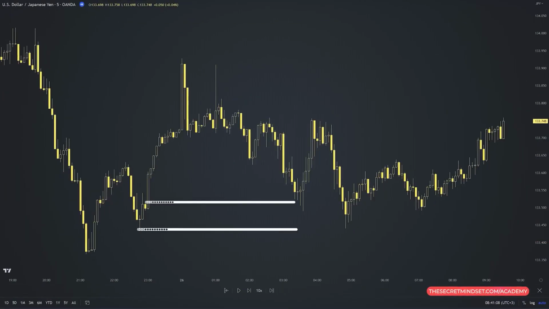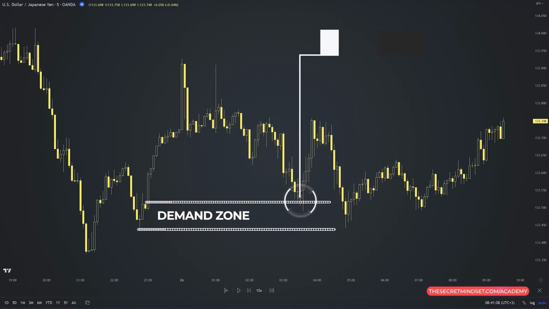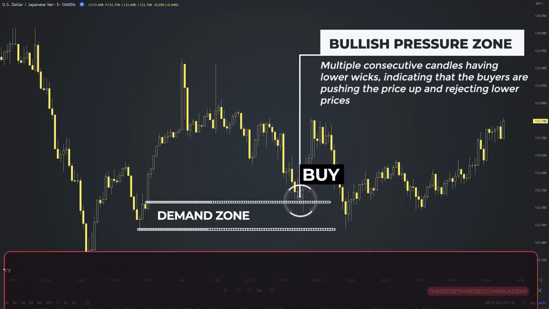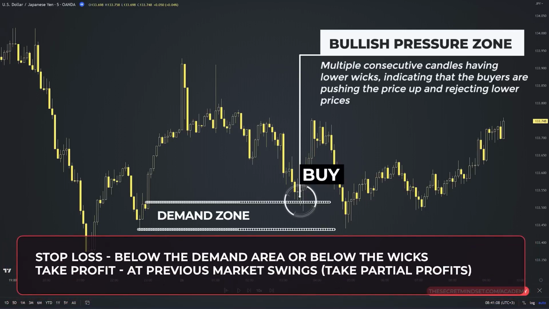In this example, a possible trade on dollar-yen on the 5-minute time frame. The setup involves entering a long position at the demand area right here, where the price has previously bounced up. The trigger for entering the trade is this area, with multiple consecutive candles having lower wicks, indicating that buyers are pushing the price up and rejecting lower prices. Stop loss is placed below the demand area, and the take profit is set at the next supply area.